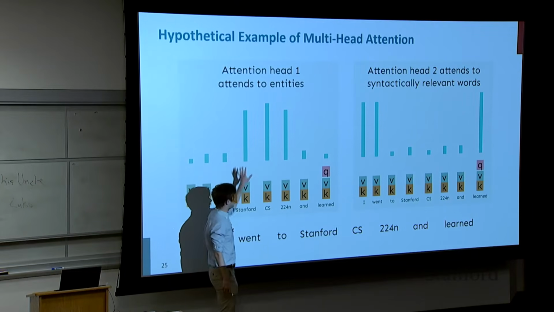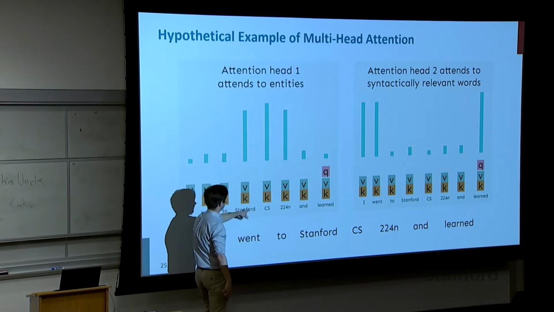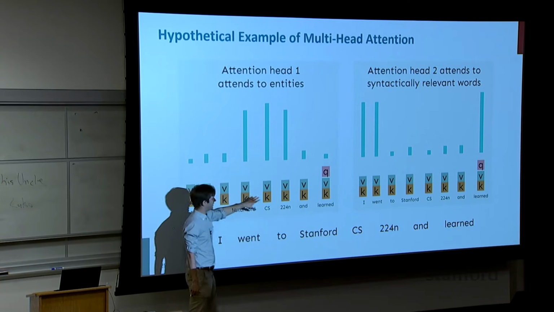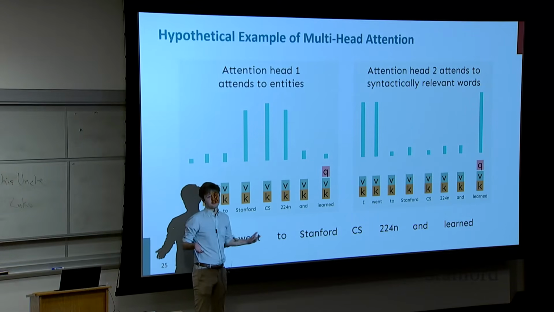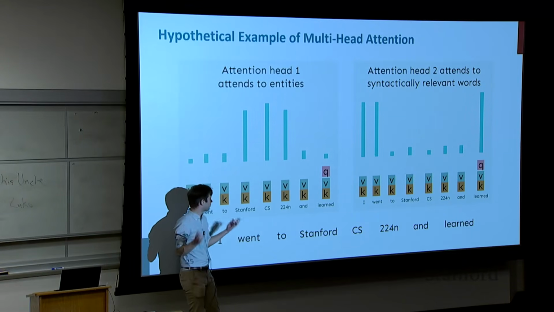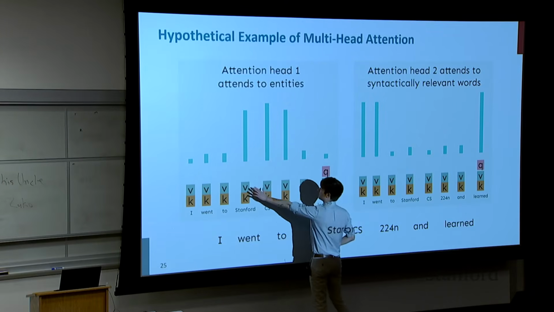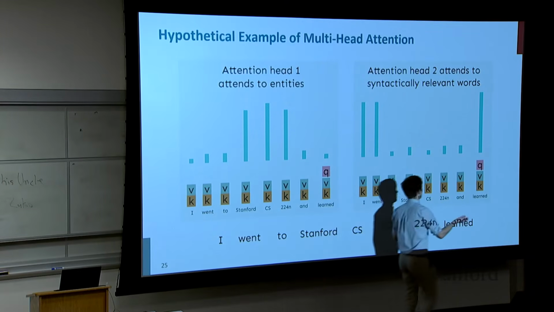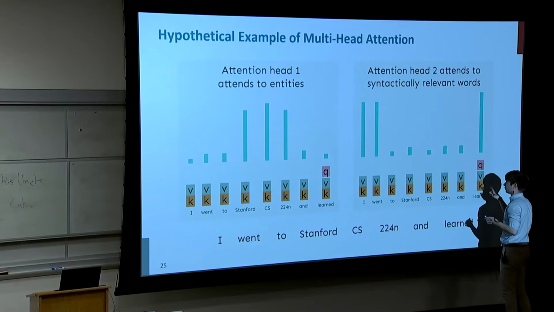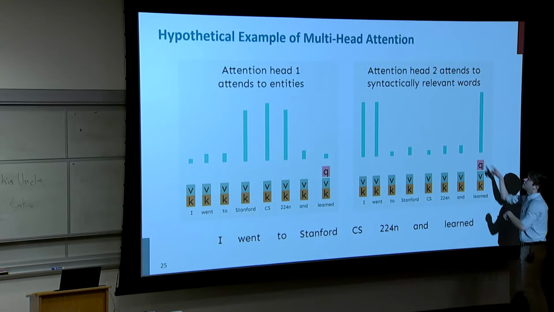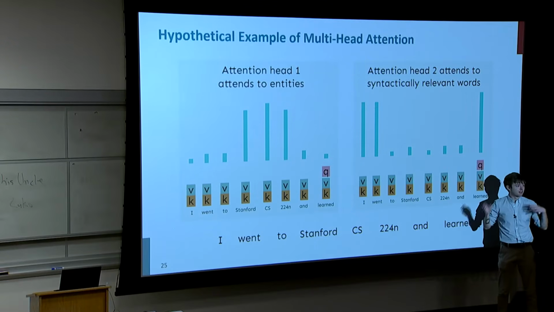So maybe in this way, I want to look at Stanford CS224N because it's like entities, like you learn different stuff at Stanford CS224N than you do at other courses or other universities, right? And so maybe I want to look here for this reason. And maybe in another sense, I actually want to look at the word "learned," and I want to look at "I went and learned," as these maybe syntactically relevant words, right? There are very different reasons for which I might want to look at different things in the sequence.